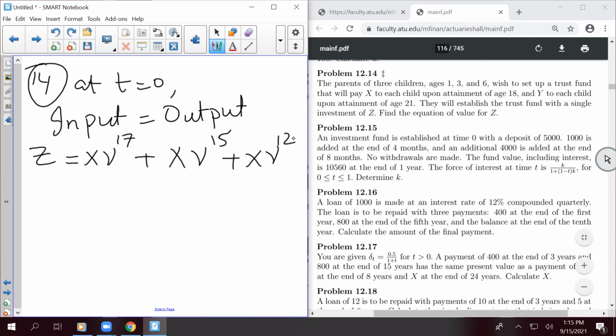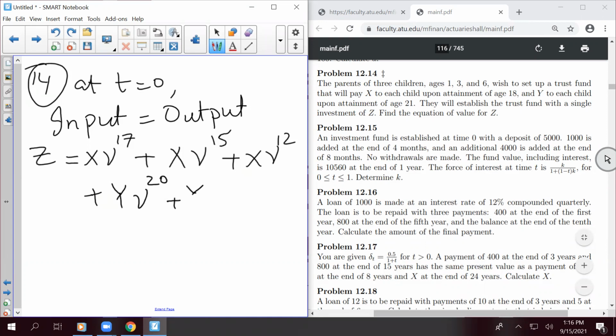Okay, so until now we have written the payments they get when they turn 18. Now let's go to the 21. So the child who is 1 year old now, how long from now will they get that 21 year payment? 20 years, in 20 years. So that'd be y new power 20.